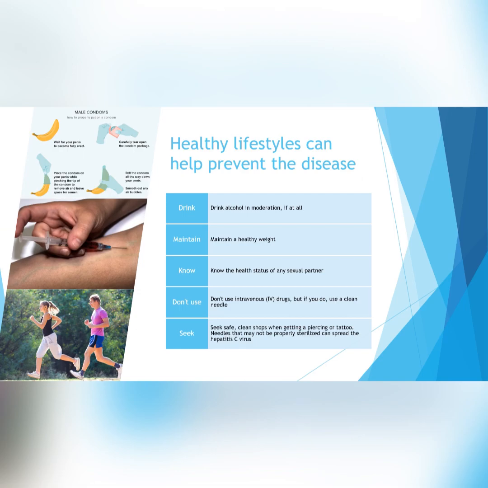Now I'm going to talk about how healthy lifestyles can help prevent the disease. Drink alcohol in moderation if you drink alcohol. Of course the best case is that you don't drink at all. Maintain a healthy weight by doing exercise. Even jogging counts as exercise. Even walking is exercise. So be more mobile.